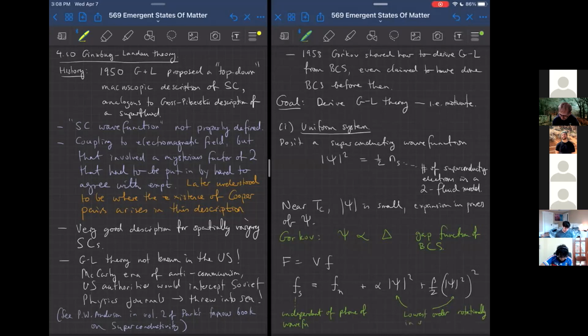What rules out grad psi terms? Spatially uniform. Okay, so we're just talking for now about spatially uniform. In a minute I'll put in gradient terms. Okay.